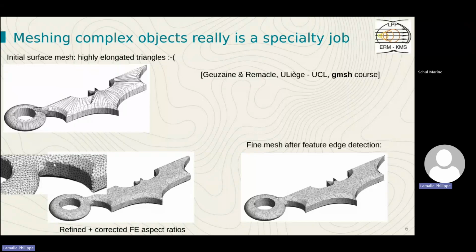So this is already far better, but you see that at the edges of the exact object, there are still some funny things happening. Things are not very smooth. And you see that further improvement is possible with a meshing program which is able to detect edges. And then after this step, you obtain a very fine mesh which takes into account the sharp edges of the domain.